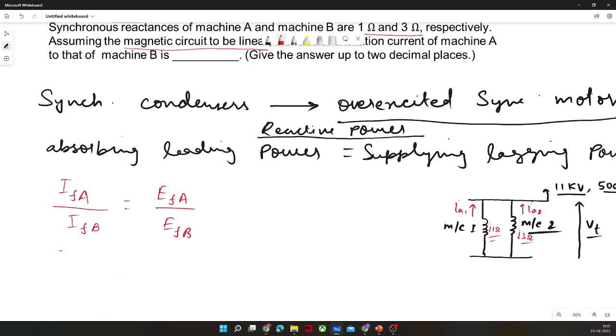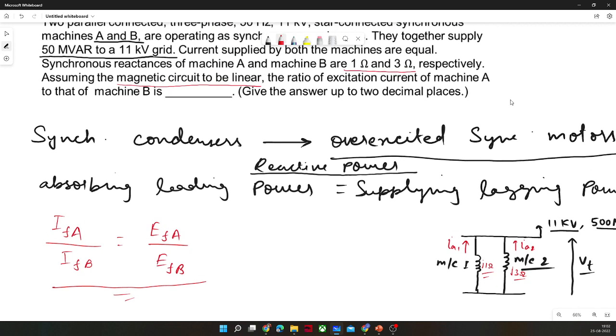Any doubt in this step? In DC machines also, the excitation or the armature EMF is proportional to field current, right? Ef is equal to K phi omega, if I remember correctly. So excitation EMF and If would be in the same ratio. Why? Because there is no saturation. That's why this condition was given here. Magnetic circuit is linear, meaning you can supply the field current and the excitation EMF would follow the same.